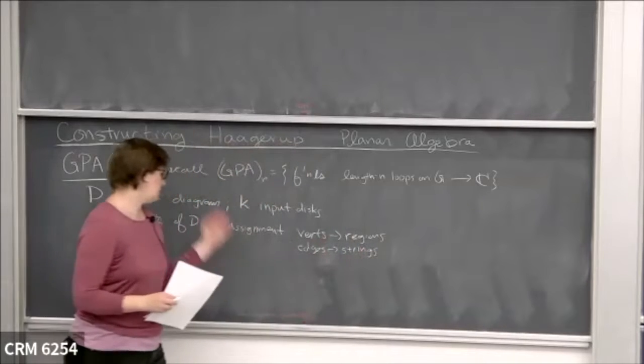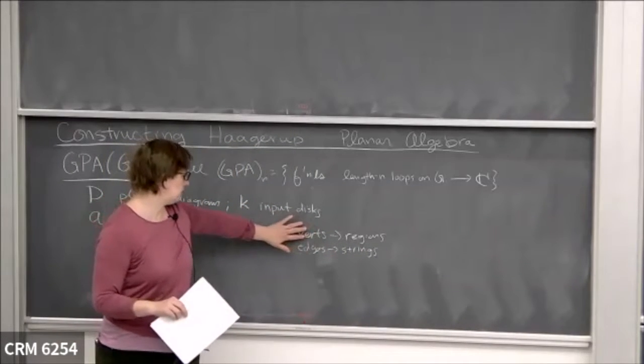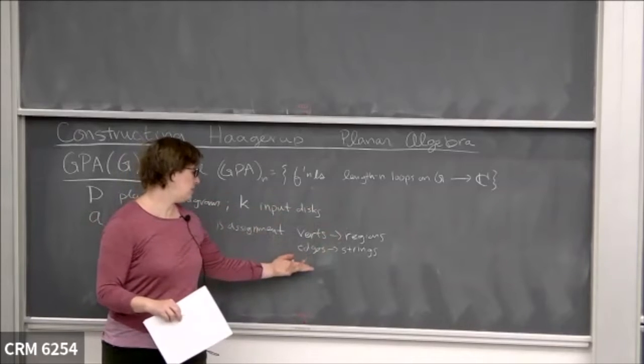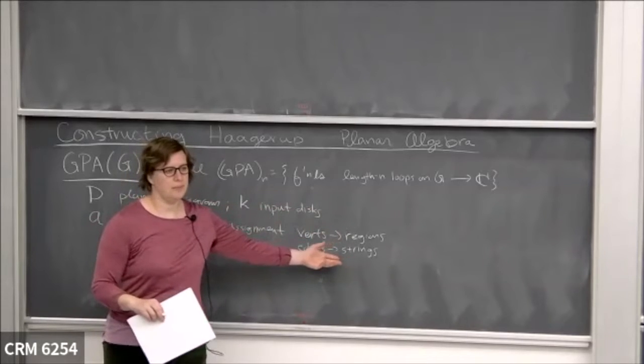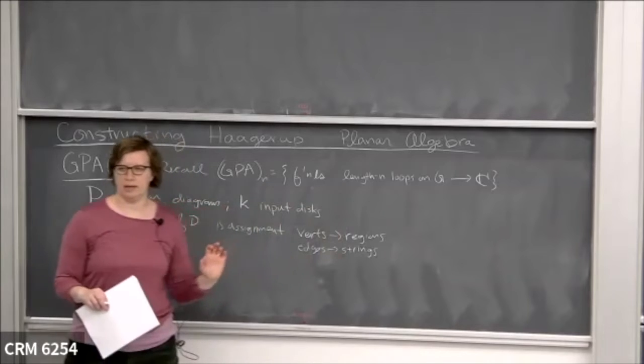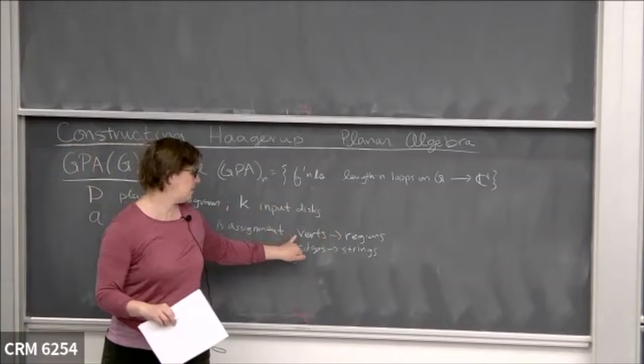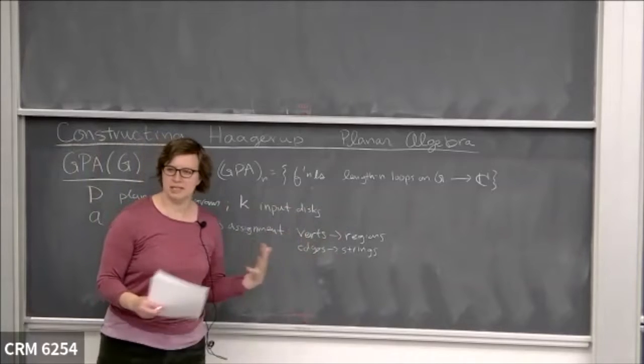And really, of course, the information of which vertices are associated to which regions can be deduced from knowing which edges go to which strings. But because we're usually working with simply laced graphs, in fact, we will usually only present the vertex information and leave the edge information implicit.